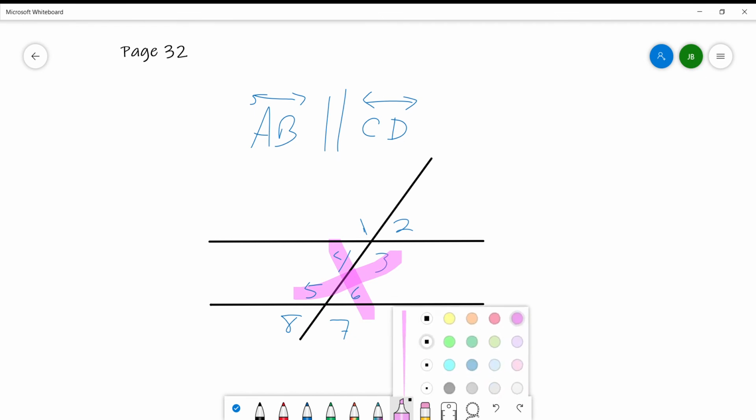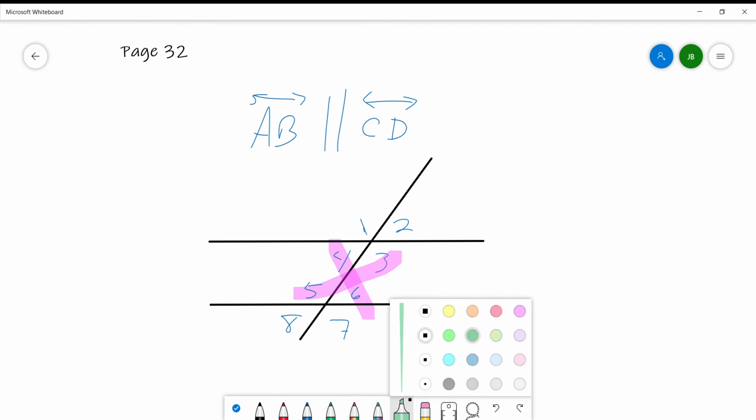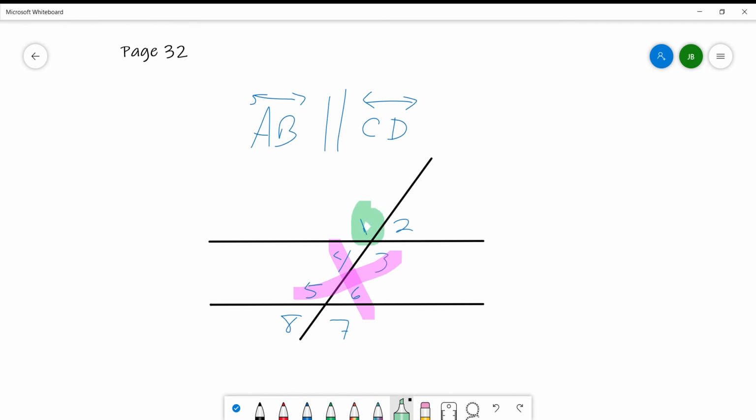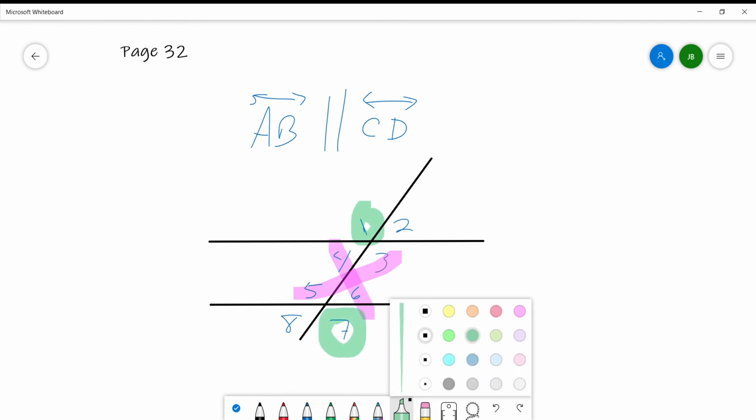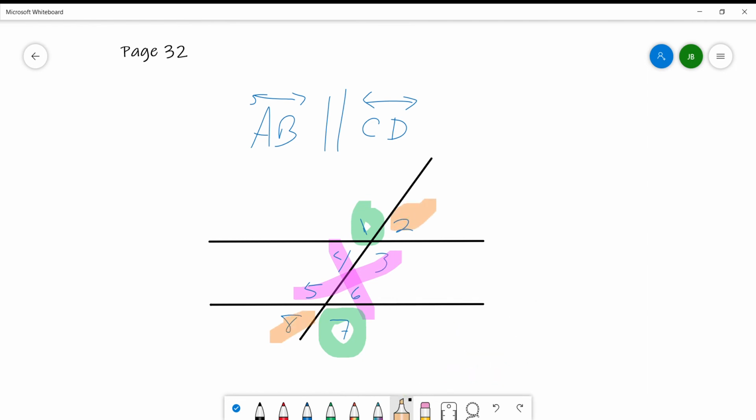The alternate exterior angles would be 1 and 7, and different color, we'll do the orange, 2 and 8. Those are alternate exterior angles. They are congruent to each other. Let that soak in a bit.